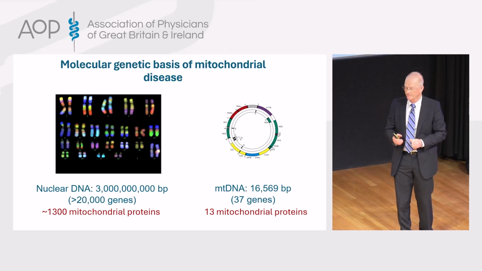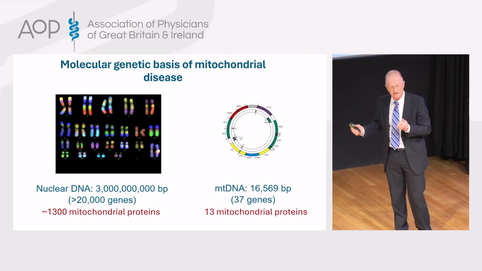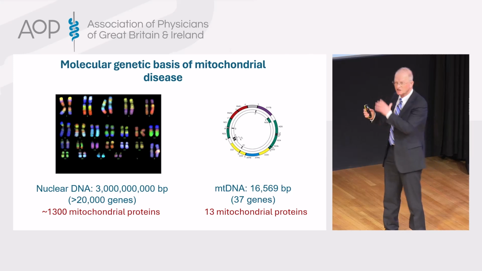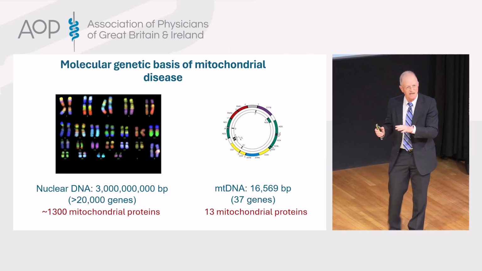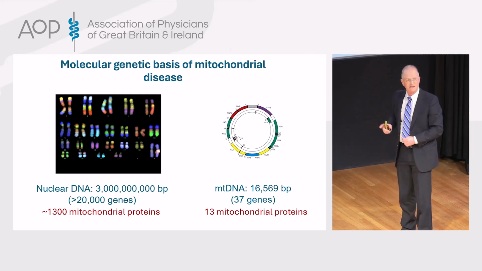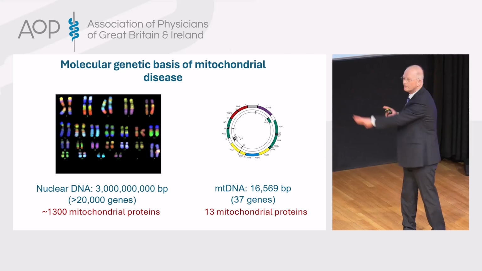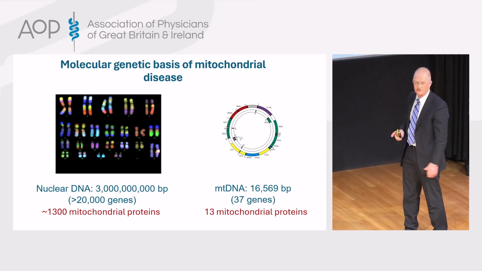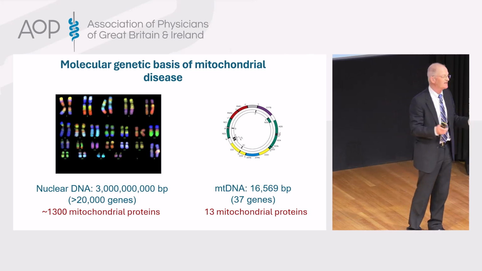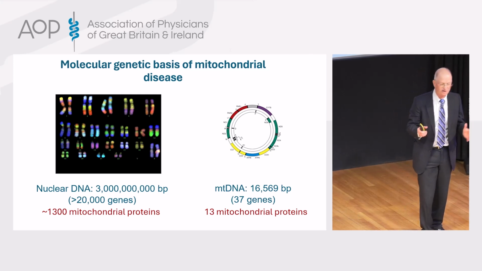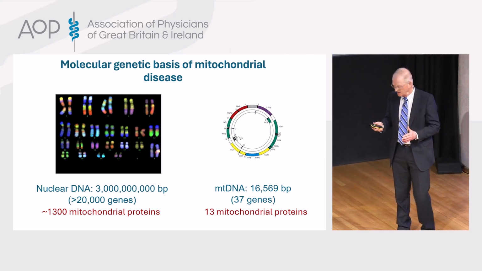And there's about 1,300 nuclear genes which encode mitochondrial proteins. There's been genetic defects in about 300 of those. So it is complex to work out, but there's also the mitochondrial DNA. For the rest of my talk, we can ignore the nuclear DNA, we can focus on the mitochondrial DNA. Mitochondrial DNA disease does tend to affect more adults than children, but it can affect children, and it has particular genetic characteristics.